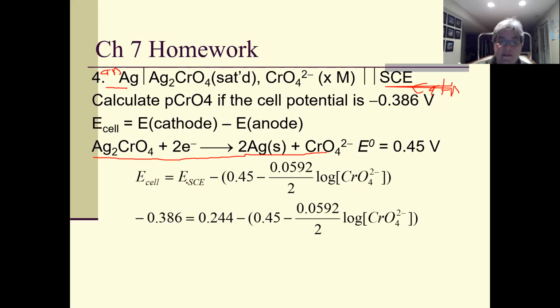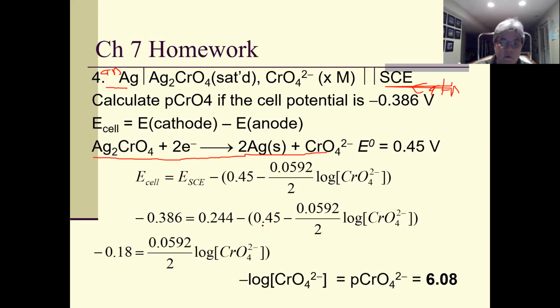All right, now put in the numbers you know. Okay, so they gave us E cell. We know this is always 0.244. That's a constant at 25 degrees C. And then we put in, we already know this from that half reaction. All right, now you just have to do the math. And so we move all of these over here, and then multiply by 2 divided by 0.059, and you should get 6.08. Notice 2 decimal places, okay?